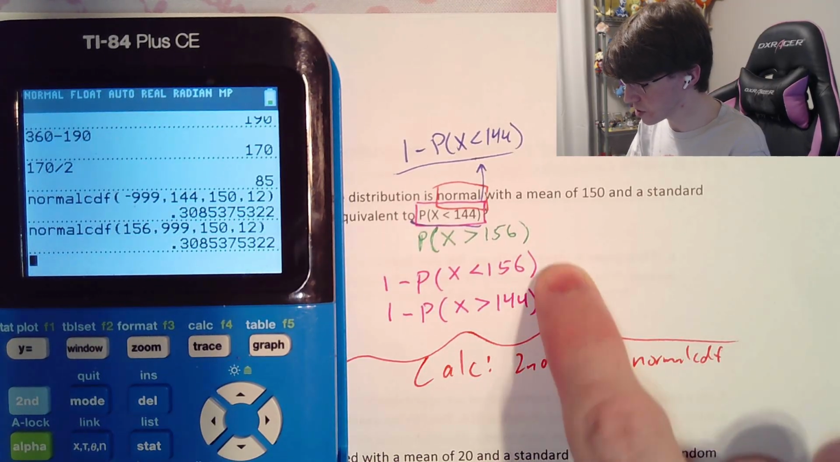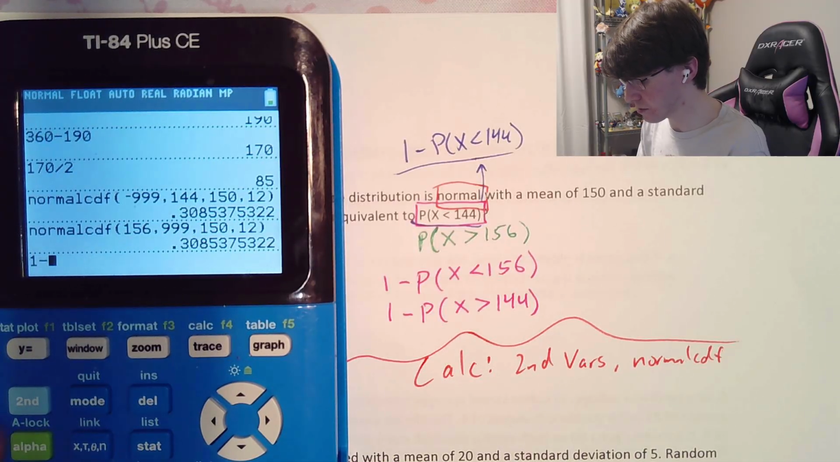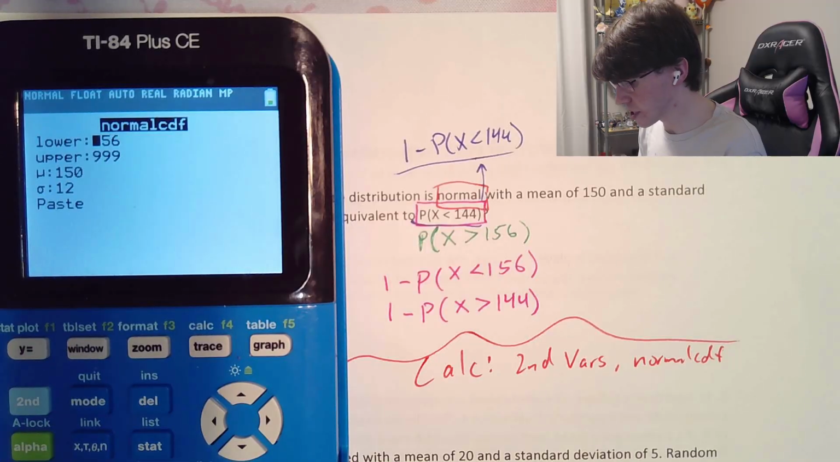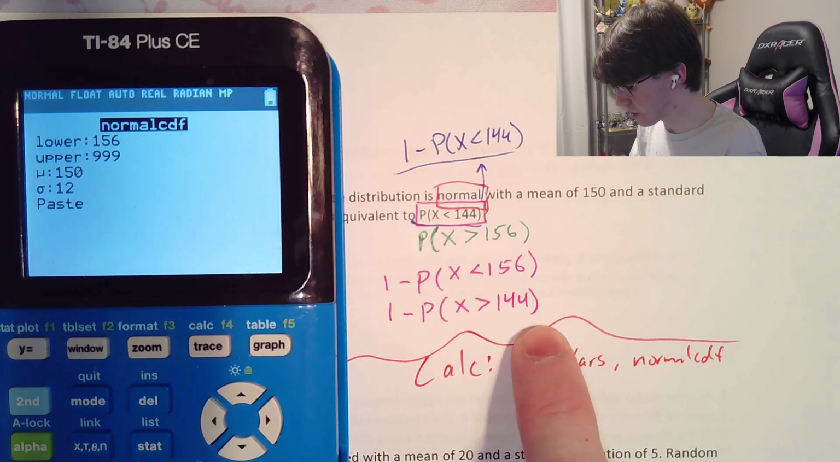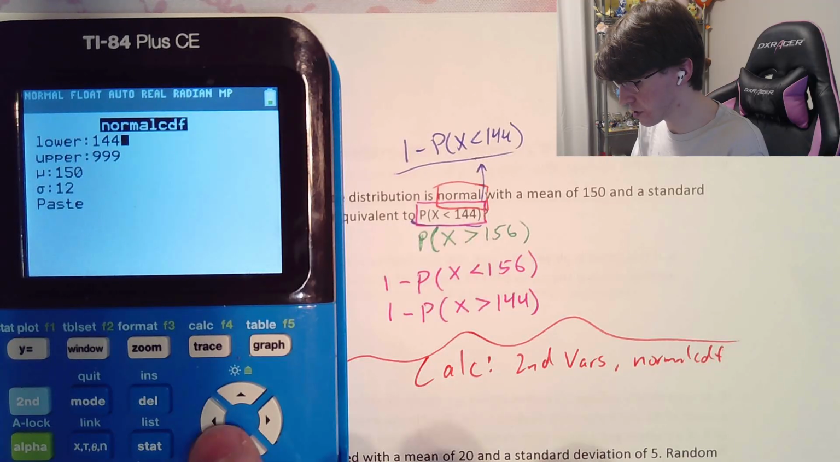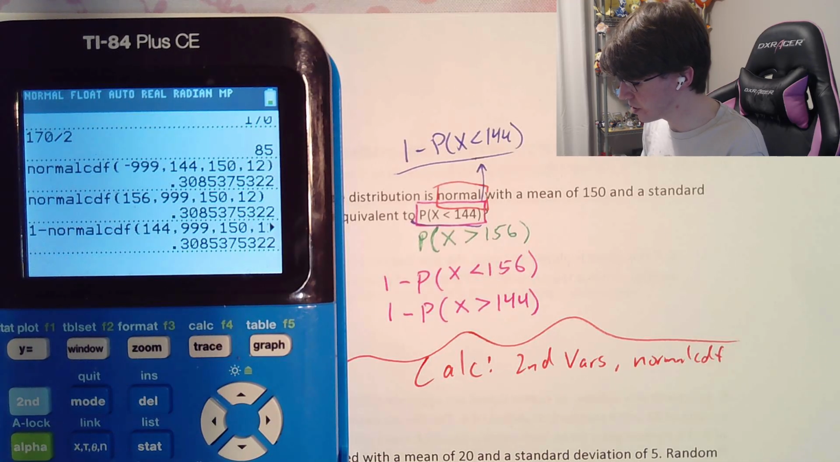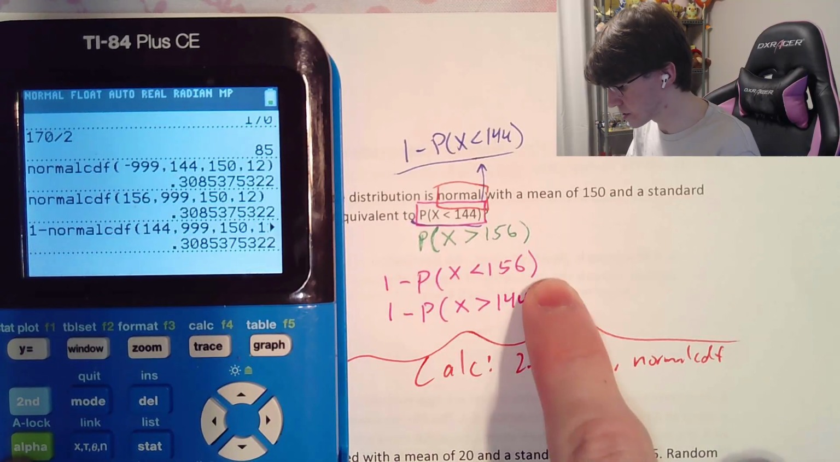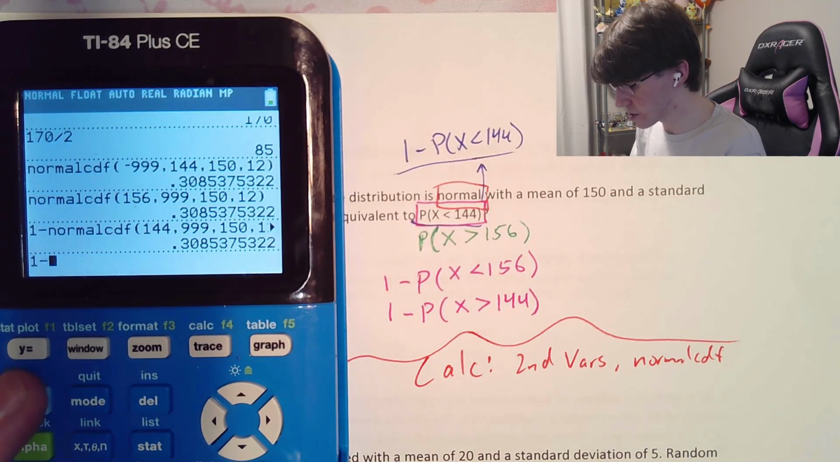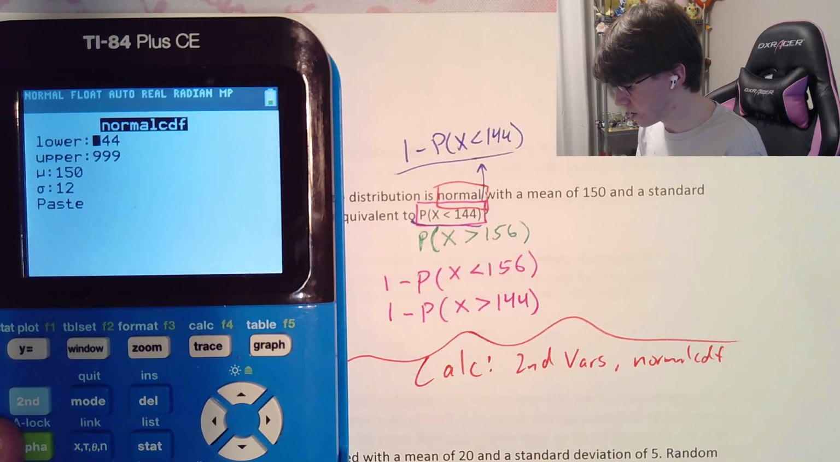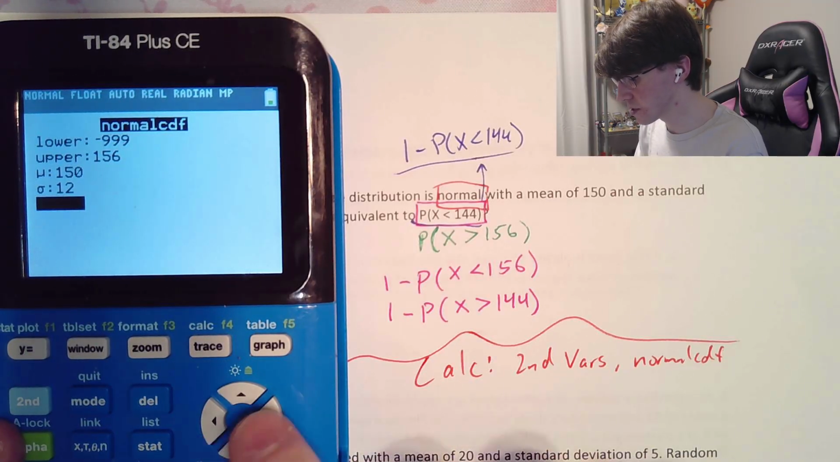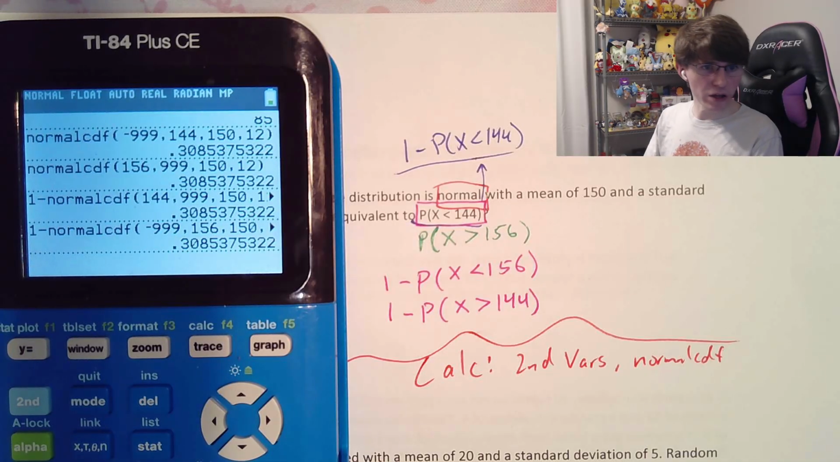But now we want to go ahead and do these ones where we're doing 1 minus. So we're going to do 1 minus, we're going normal CDF. And now for 1 minus, we're doing x greater than 144. So bigger than 144 there. 999 is good. All those are correct. And sure enough, we get exactly the same answer. And like I said, we could have also done 1 minus the probability of it being less than 156. So if it's less than 156, our lower is -999. Our upper is 156. Putting it in as a paste. Sure enough, one more value that's all the same.